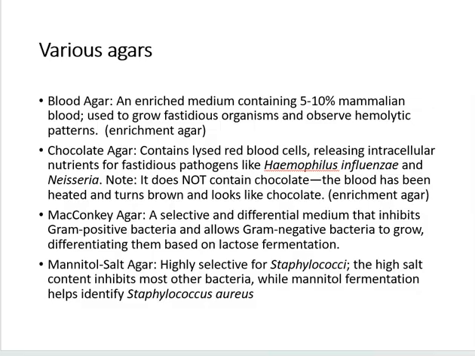Now, blood agar, this is an enriched agar. It has 5 to 10% mammalian blood, not human. And it's used to grow some fastidious organisms and allows us, we'll talk about this when we get to strep and staph, it allows us to observe hemolytic patterns. So we can actually look at these blood cells and see if the blood cells are lysed.